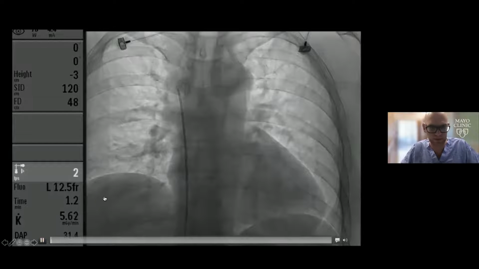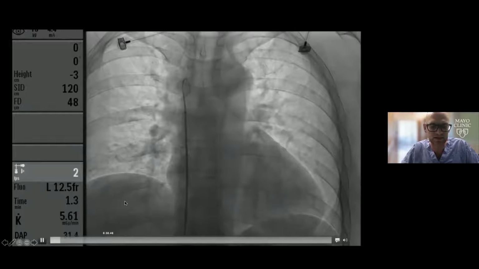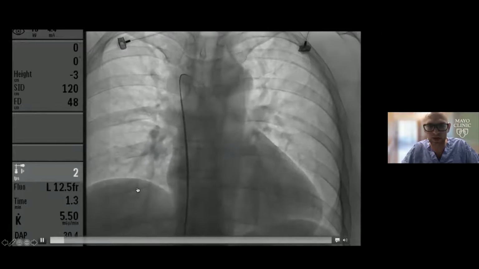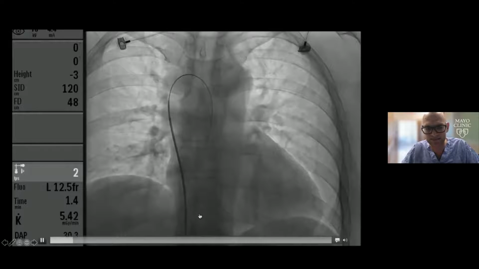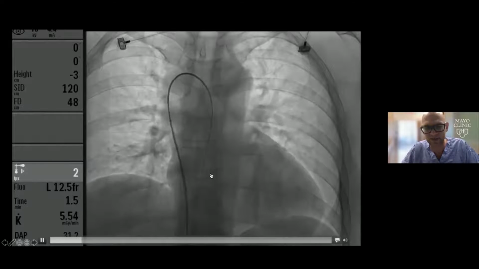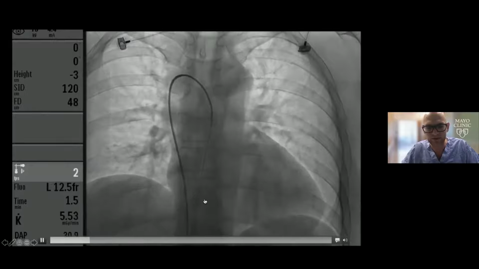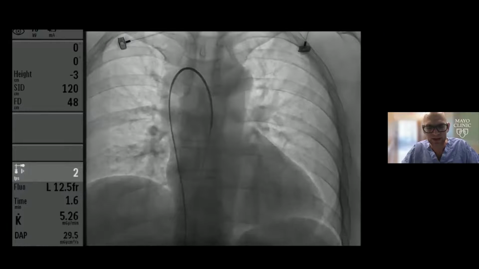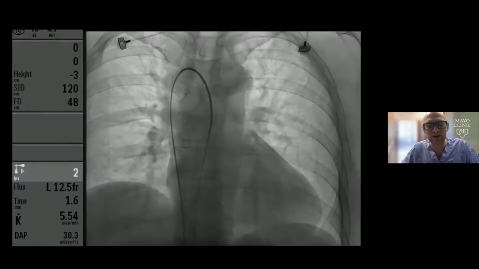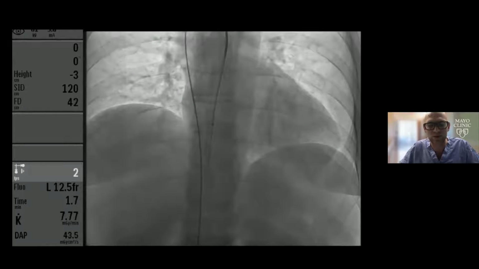So here's just a little video showing the procedure. Typically these are 20 to 30-minute procedures. We're getting a wire in the azygous vein. Then we're advancing a diagnostic catheter deep into the azygous vein. That gives you a little bit of stability. And then once we're inside the azygous vein, we proceed with doing the azygous vein venogram.